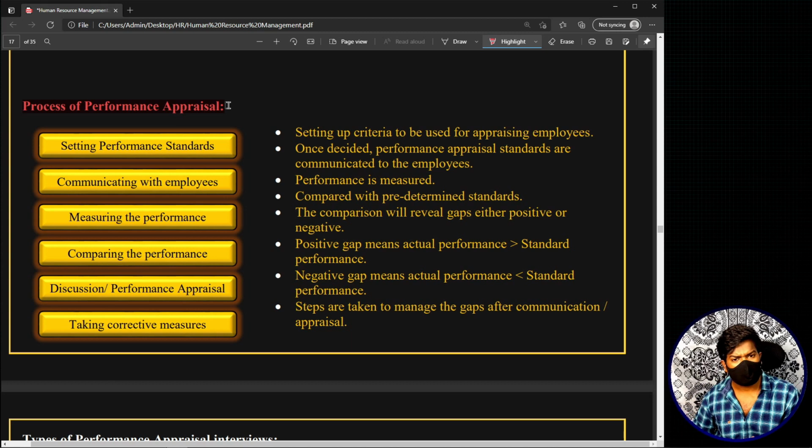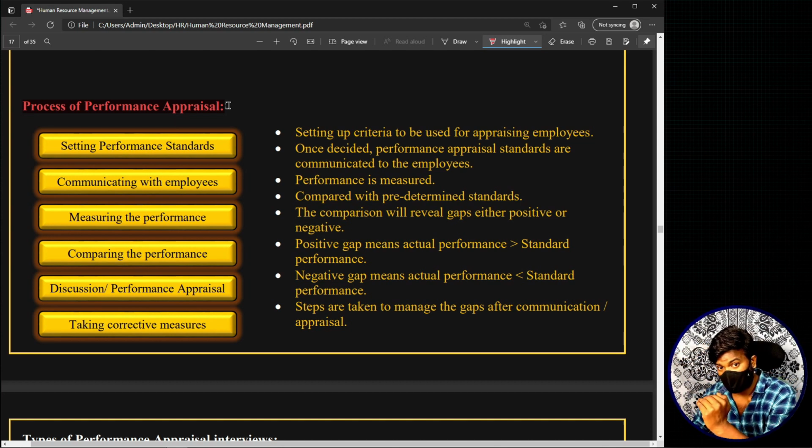Is it a different concept? No. Is it a related concept? Yes. Is it the same concept? No, but it is a related concept. That means there is this entire process of performance management, the entire process that is followed in an organization in order to manage the performance of the human resource in the organization.